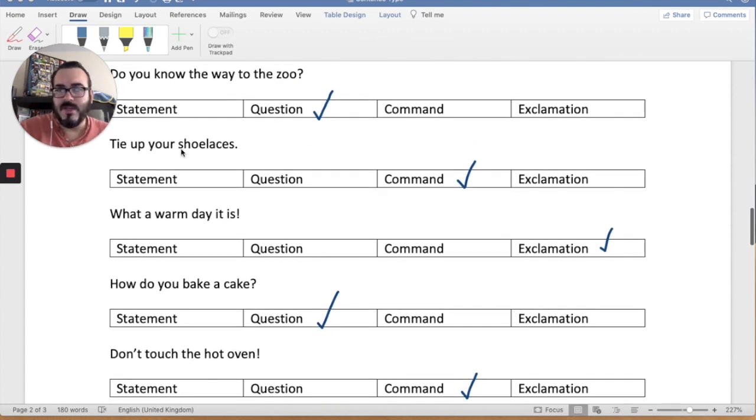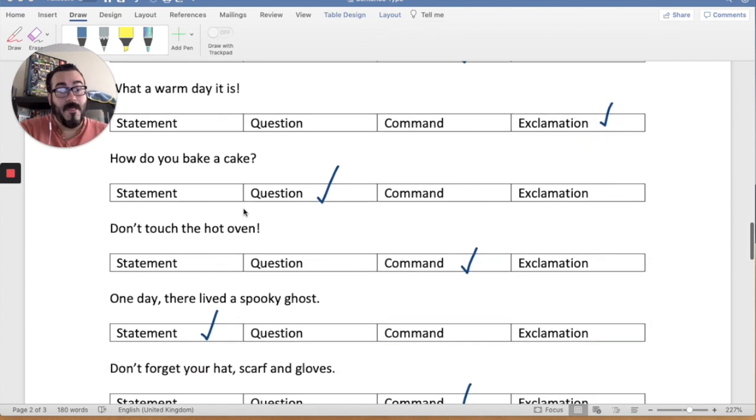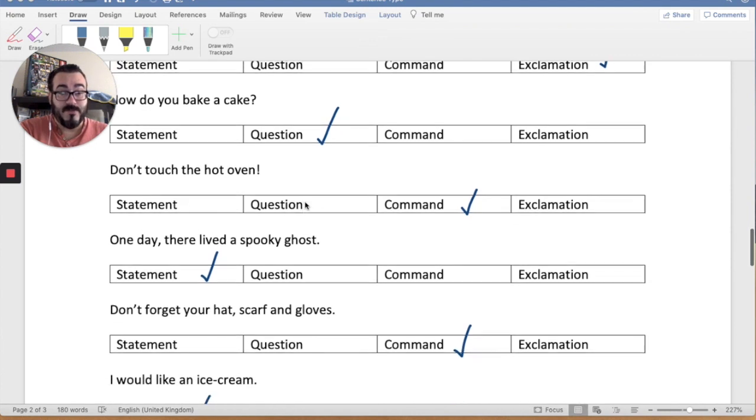Tie up your shoelaces. It's telling us what to do. And it has a full stop. That means it's a command, but it's not an urgent command. What a warm day it is. Well, we know that what a it is definitely an exclamation, and in fact we have an exclamation mark just to make sure. How do you bake a cake? Well, I'm asking a question, aren't I? And it has a question mark, so we know it's definitely a question.